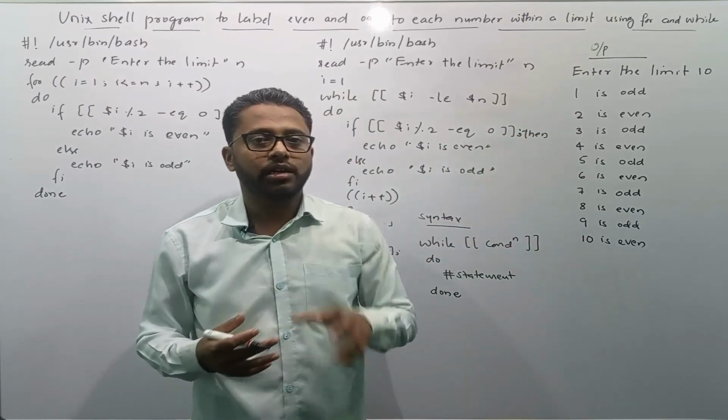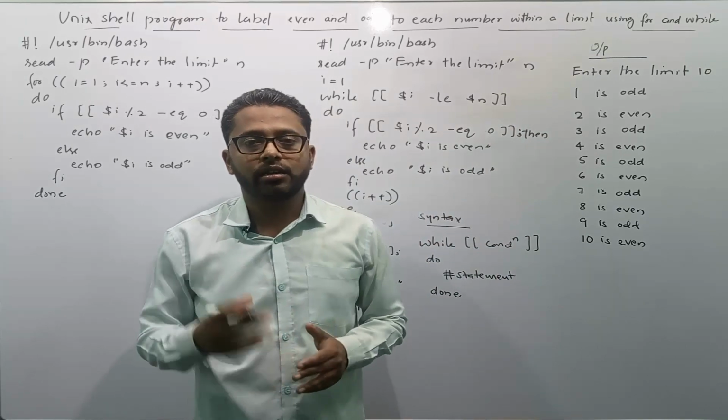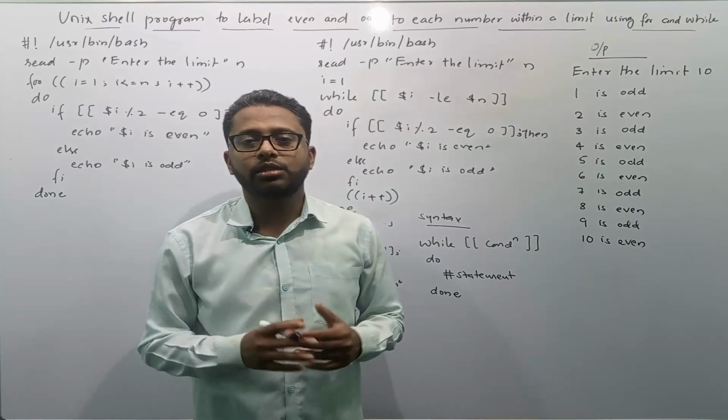Okay, so this is how we can write a shell program to label each and every number with even and odd within a range using for as well as while looping constructs. Okay, I hope you guys have understood this program.